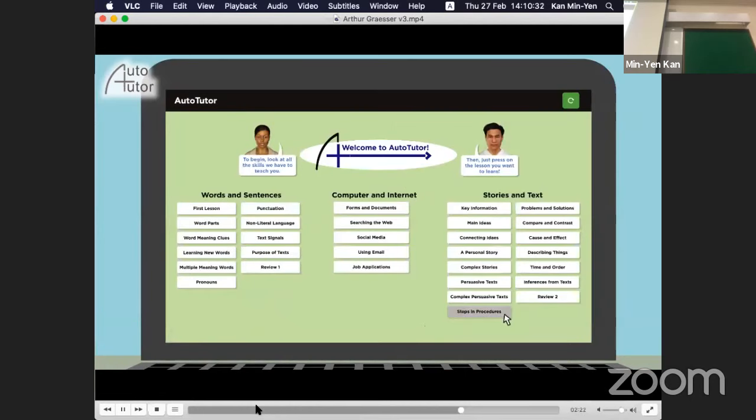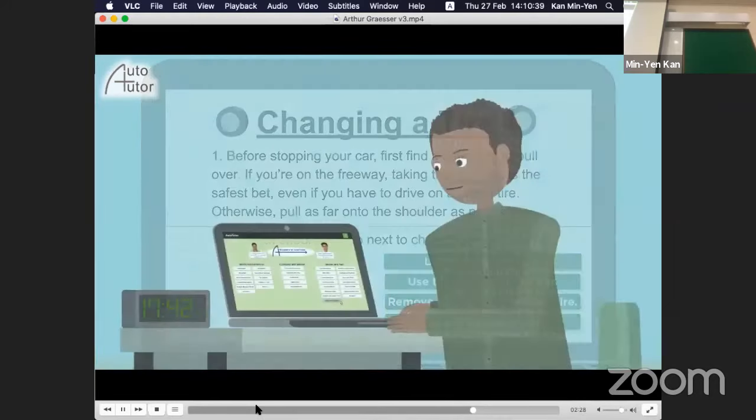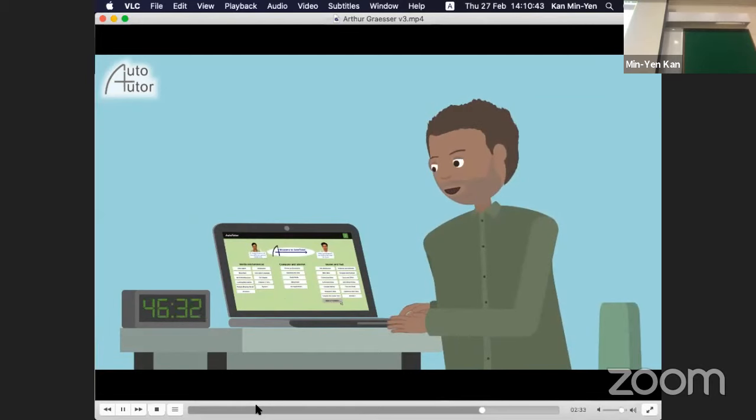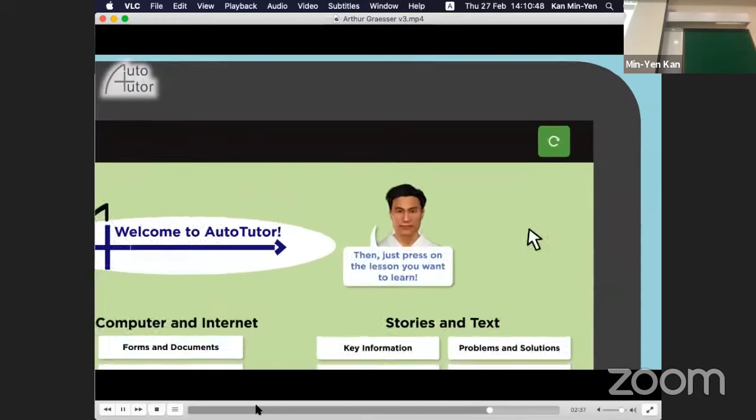AutoTutor lessons are based on practical content that is valuable and motivating for adult learners. Each lesson is designed to be intuitive and typically takes 20 to 50 minutes to complete. Lessons can be selected in any order and be repeated.